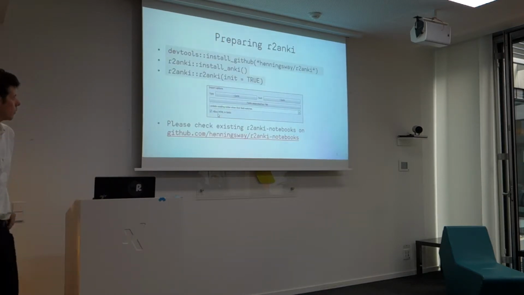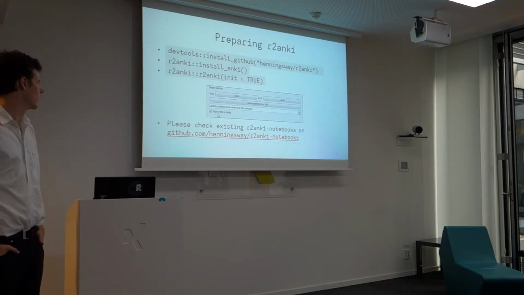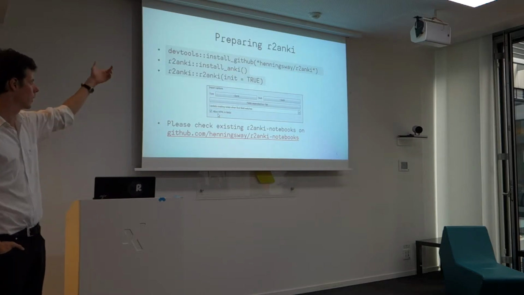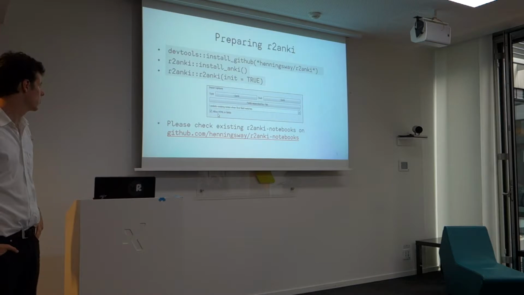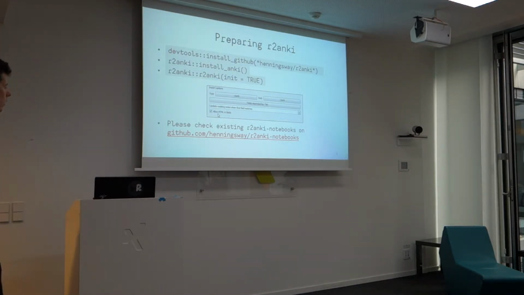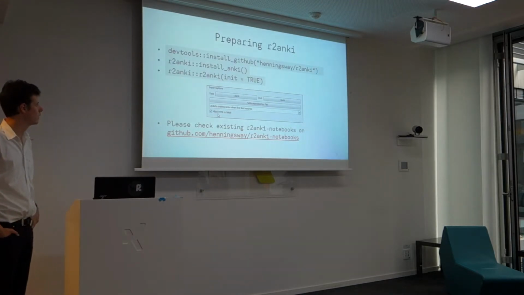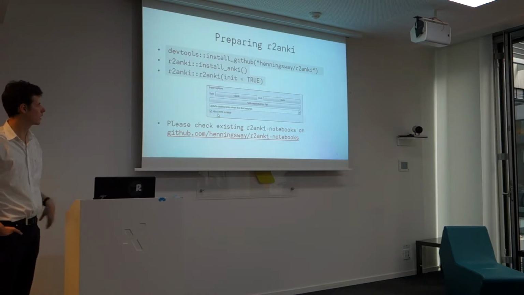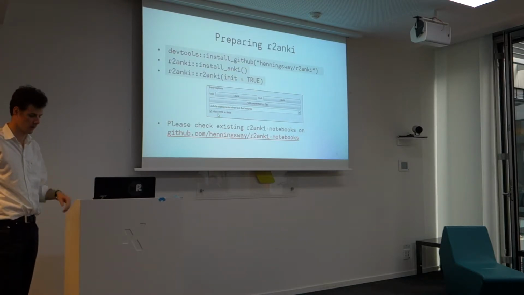If you want to use the r2anki package for now, because it's still in development, you would have to download it from my GitHub page. Then you would have to install Anki on your computer. You just search for the website and download it, and then you use this initialization function once, which tells Anki how to render a markdown output, and then you're pretty much set.